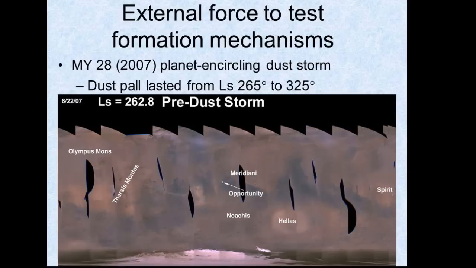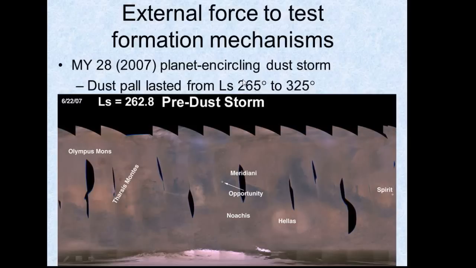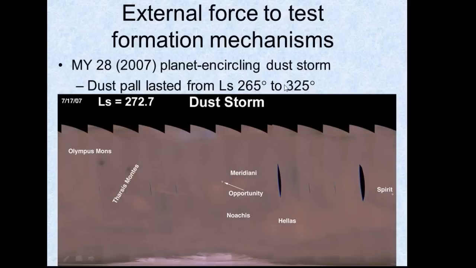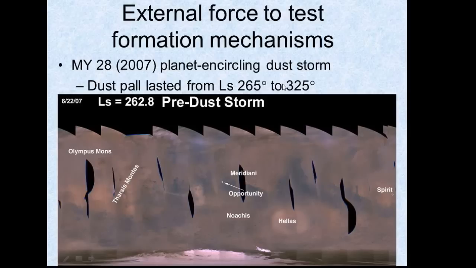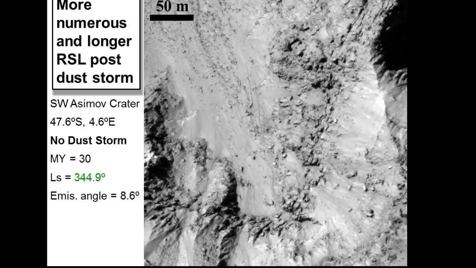So Chryse couldn't even really see the surface. This dust storm lasted for a considerable period of time, for really the southern summer. And so what would you expect this would do to the RSLs? Well, it actually made them bigger. This is just a coincidence.